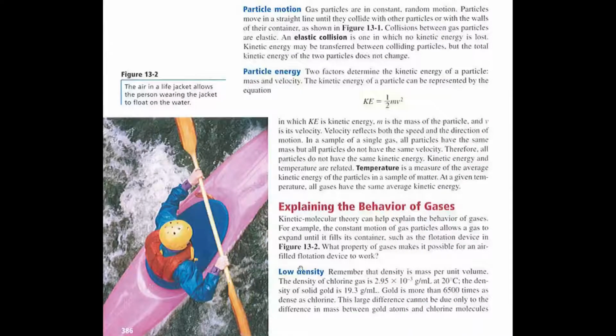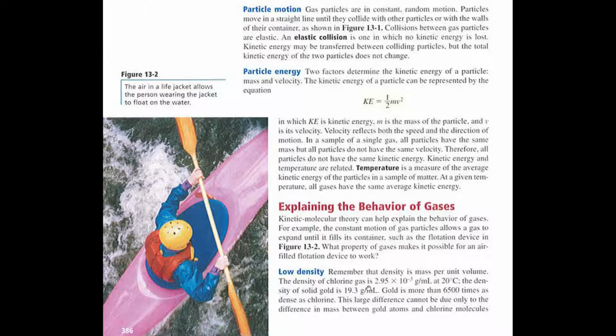So gases are extremely low density. Remember that density is mass per unit of volume. So how much stuff fits in a given amount of space? Chlorine gas is 2.95 times 10 to the negative third grams per milliliter. That's not very much, and that's at 20 degrees Celsius. However, solid gold is 19.3 grams per milliliter. You can see that those two numbers are very different. This is 10 to the negative third, and this is 19, so this is way bigger. In fact, it says right here, 6,500 times more dense than chlorine gas.